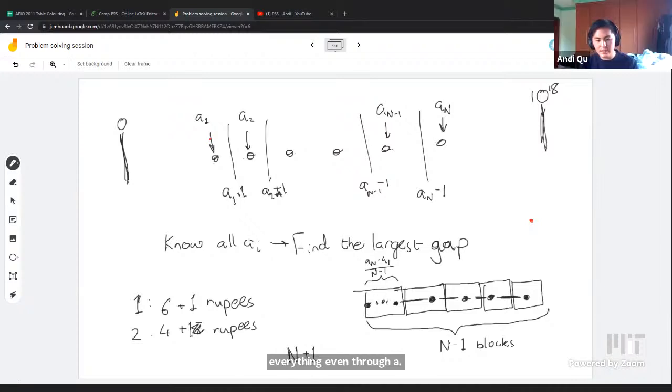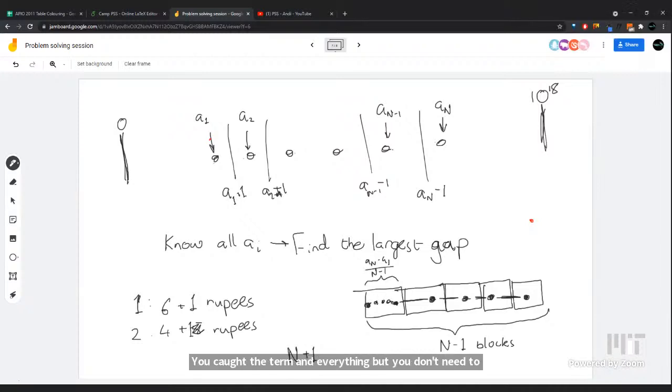Because if you have a bunch of numbers inside a block, you know the gap between them is anyway less than (an minus a1) over (n minus 1), so we don't need to determine them. You only need the gaps between consecutive blocks.